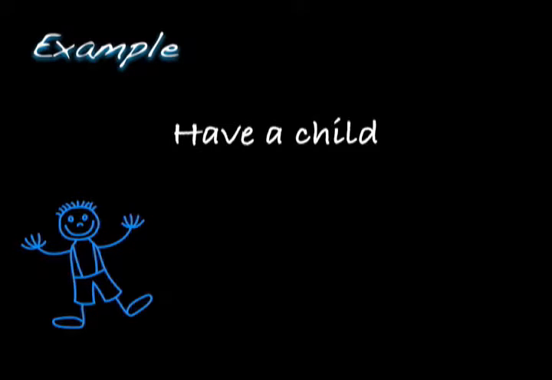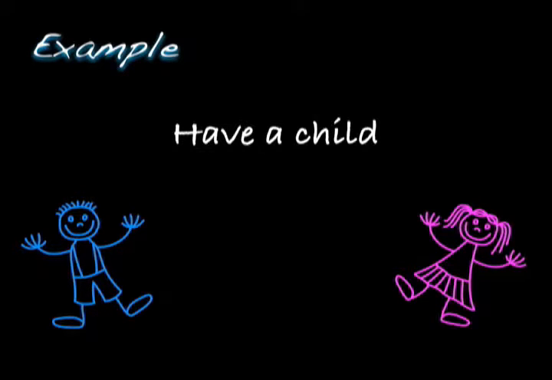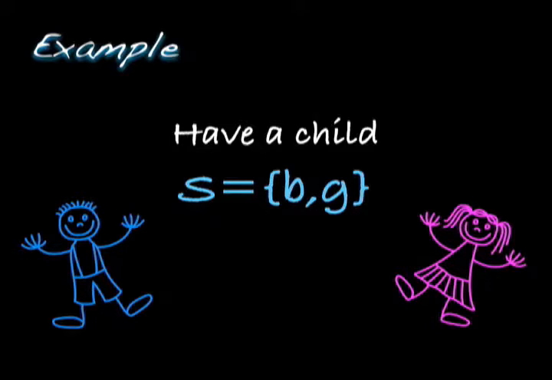If you have a child, having a child means having one child. For this experiment, the possible outcomes are having a boy or having a girl, so the sample space will consist of the two outcomes B and G for boy and girl.